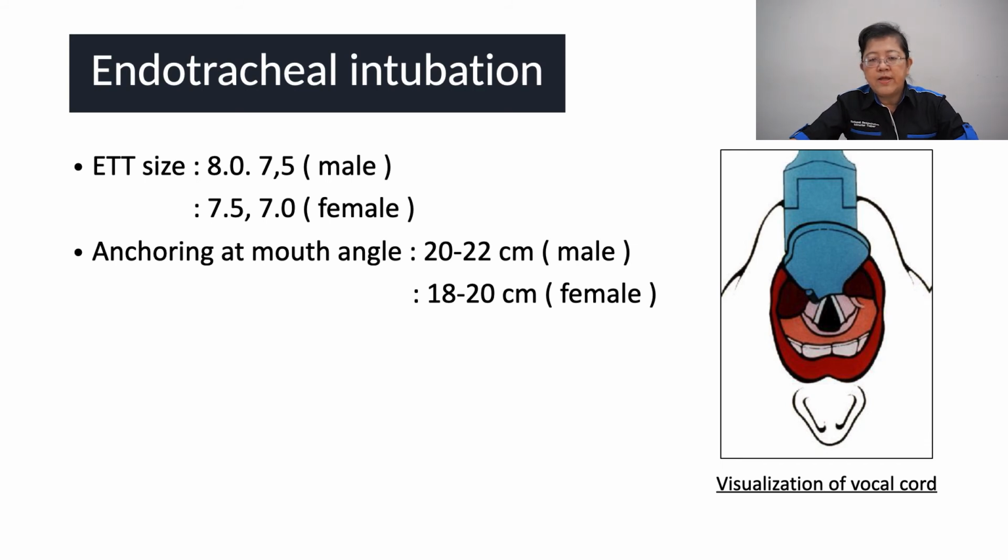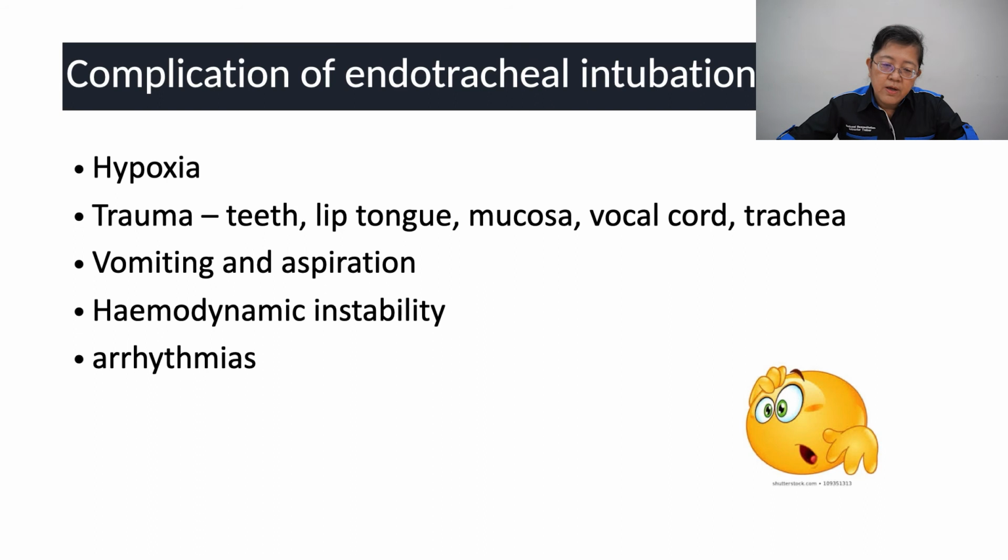For example, if a male patient has the ET tube put out to level 18, in 90% of these cases the cuff is actually in the throat. If you receive a patient with the ET tube anchored at level 24, most of the time this ET tube has gone into the right main bronchus. So what are the complications of endotracheal intubation?